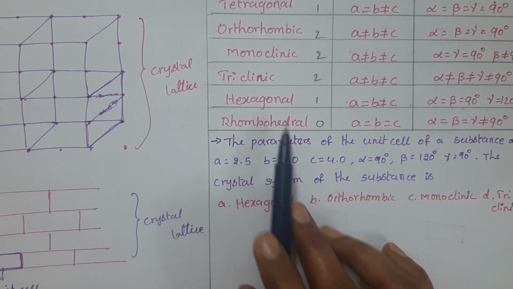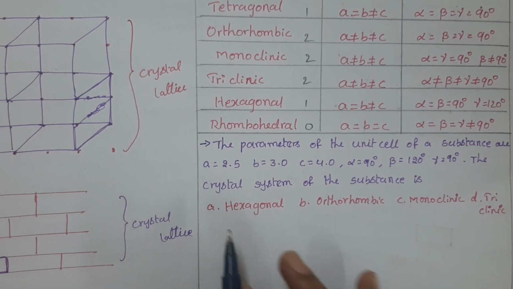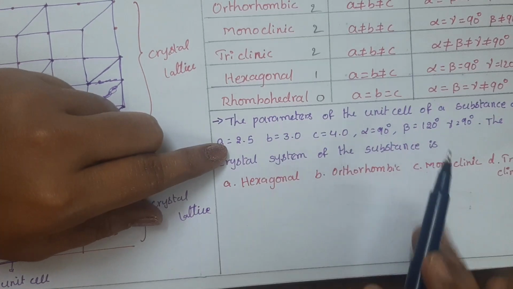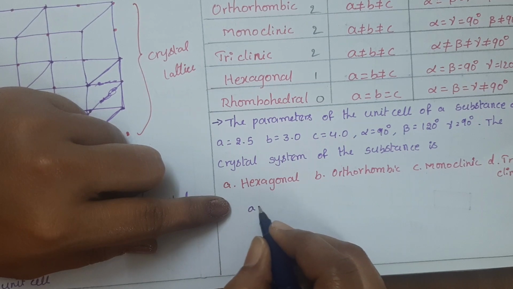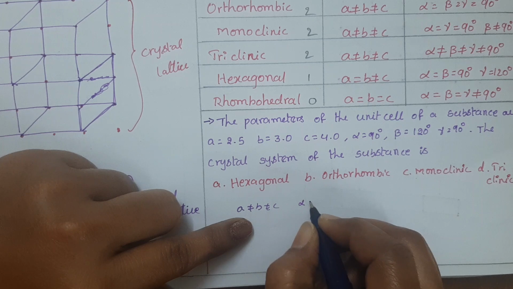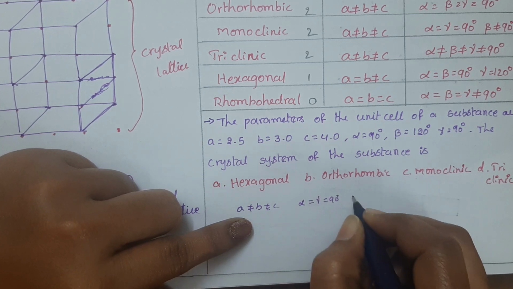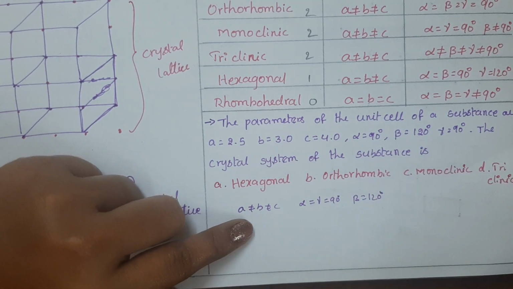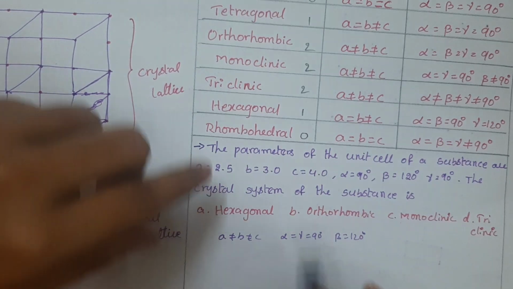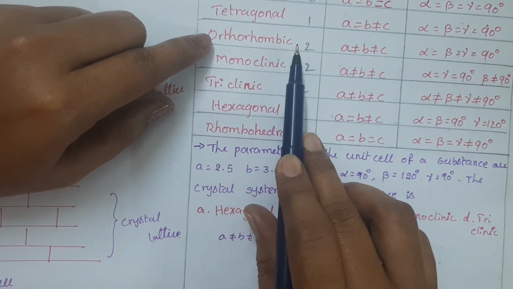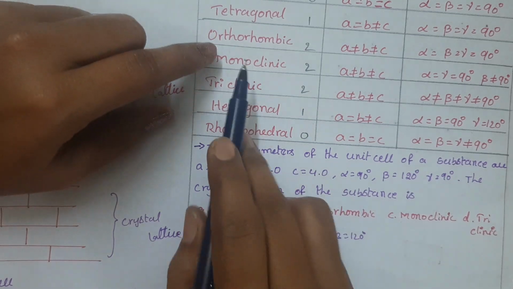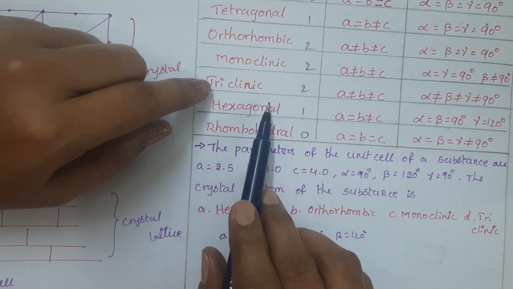See here, the first point is a is not equal to b is not equal to c. And the angles are alpha equals gamma equals 90 degrees and beta equals 120 degrees. a is not equal to b is not equal to c means it may be orthorhombic, monoclinic or triclinic. In the options we have only monoclinic and triclinic, so from these two options only we have to select.